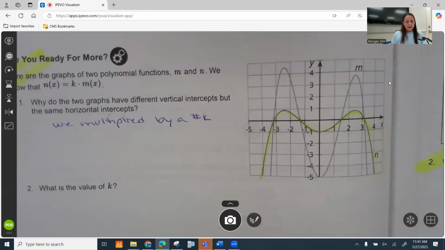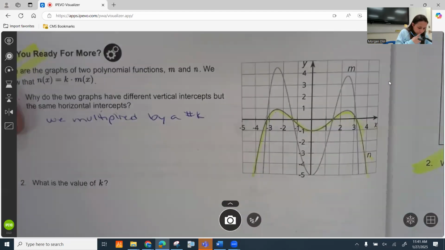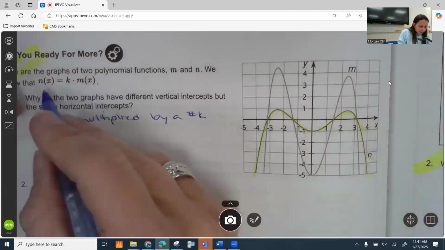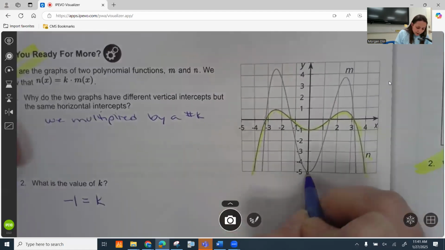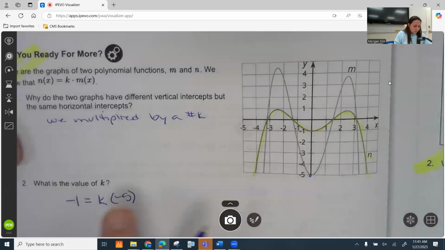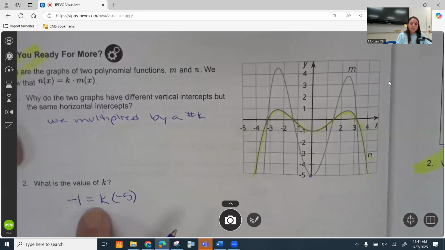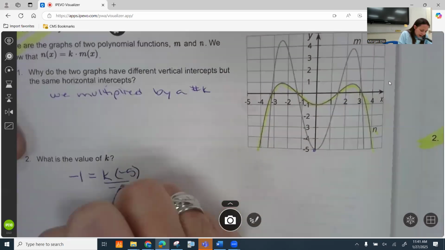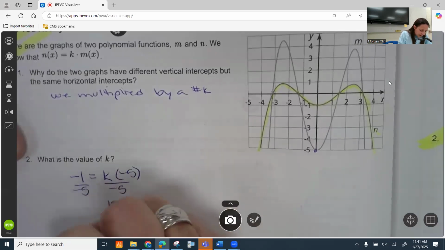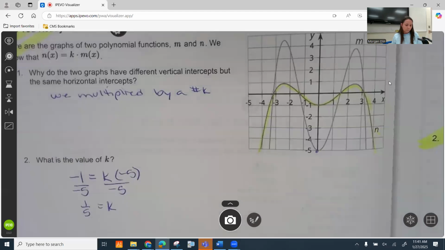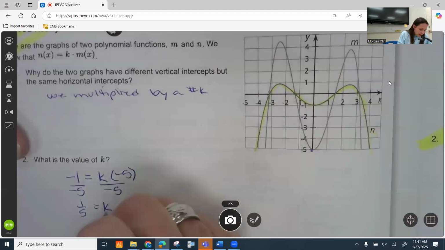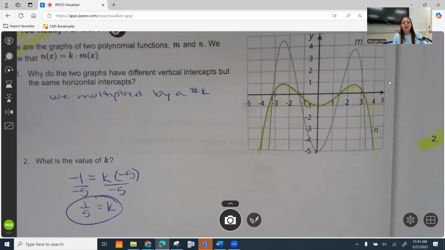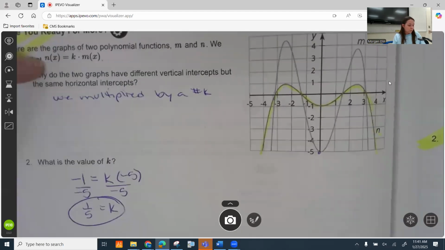Well, this is how we can find it. We want to take n, and just think about this. For n, our y-intercept is -1. For m, where's our y-intercept? It's -5. So what do I need to multiply by to get -1? Or just think about solving this equation. If I divide by -5, I get k to be 1/5. So if I multiply m by 1/5, it's going to give us n. So k equals 1/5. If you take this equation right here and plug in your y-intercepts, you can figure out what you're actually multiplying by.